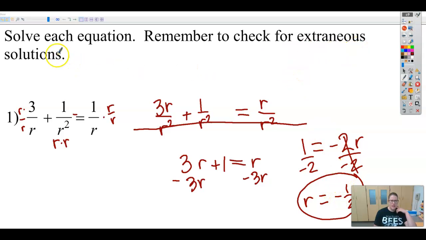But to check for extraneous solutions here, all we have to do is make sure that if I were to plug negative 1/2 into this original equation, I would not get 0 on the bottom. And since one of these is just 1 over r, I know that dividing 1 by negative 1/2 is not dividing by 0, right? So basically you're just checking to see if your answer works. If it doesn't work, that means it's going to make your denominator equal 0. So that's all you have to check for. Make sure that when you plug it in, it doesn't make your denominator equal 0. Okay? So let's try another one.